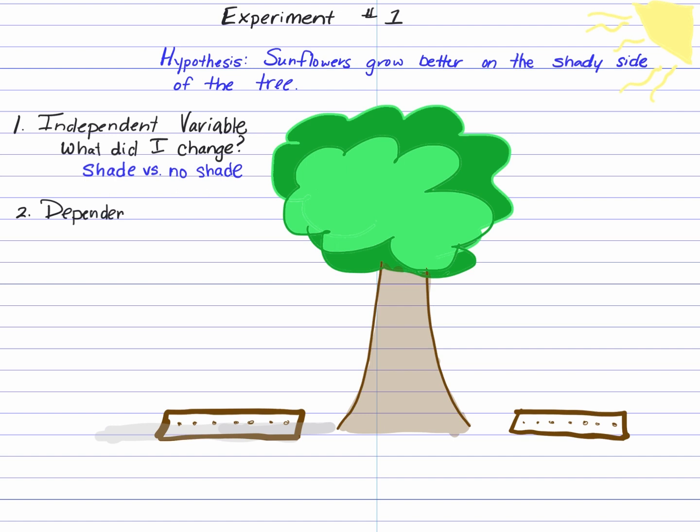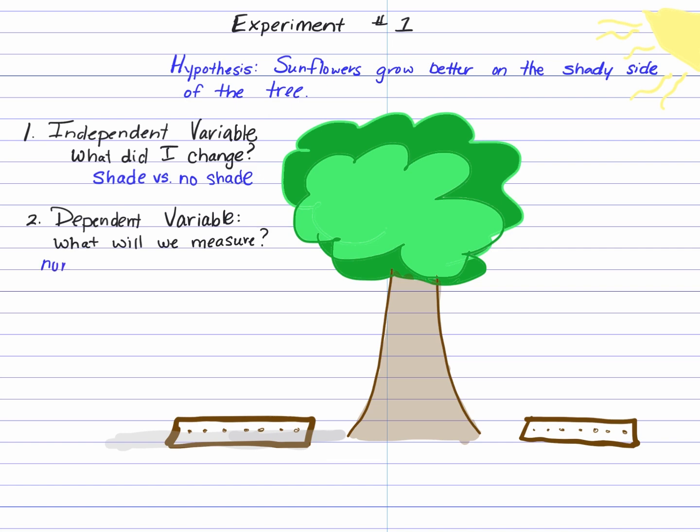Now we need to decide how we are going to measure the success of our experiment. This is the dependent variable. In this exact experiment, we will measure success by how many sunflowers grow. So we'll count the number of sunflowers in the shade and the number of sunflowers in the sun.